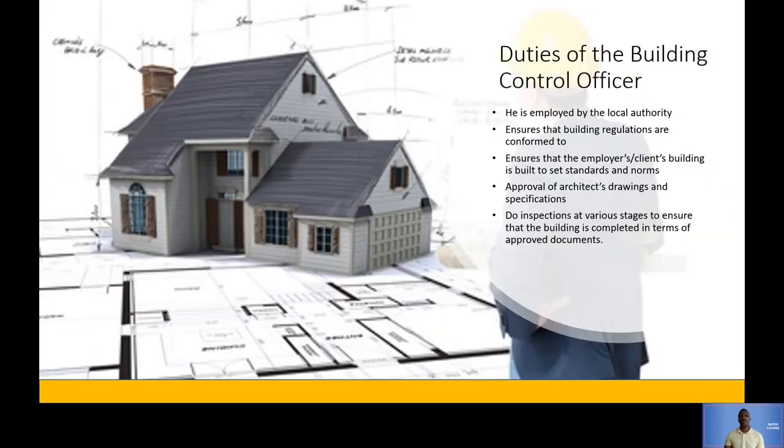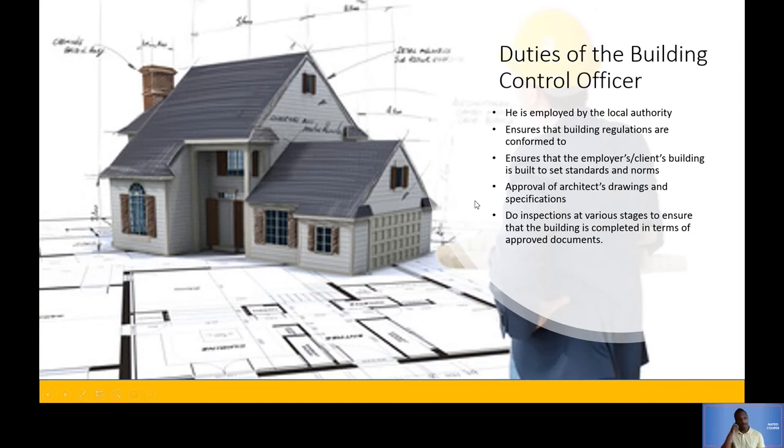Okay, now let's talk about someone else that you haven't heard of before. This is a person that's called a building control officer. Now, a building control officer is employed by the local authority, so he doesn't work for the employer, he doesn't work for the contractor. He works for the local authority, such as the municipality, a local municipality. So his job is to ensure that the building regulations are conformed to.